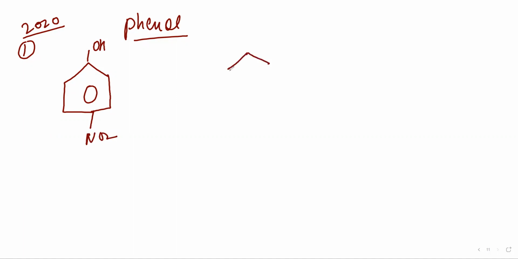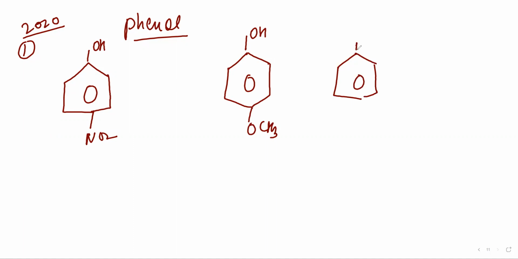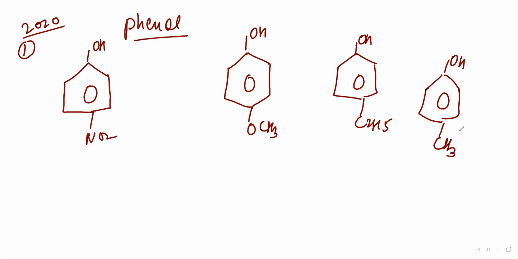The next structure: here OH is there, phenol, OCH3 is attached. Next, in option C, here OH is there, C2H5 is there. Again benzene, here OH is there, CH3 is there. So you have to tell me the strongest acid, right? So I will explain this.